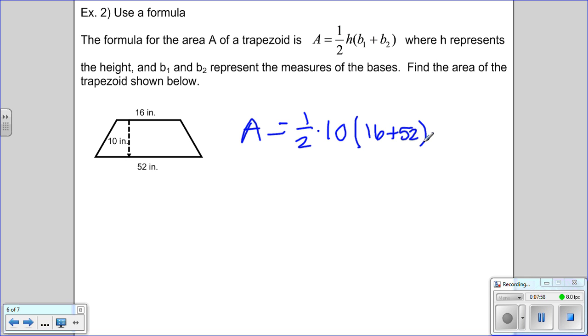The order of operations says do the parentheses first, so I'm going to simplify 16 plus 52 because those are in grouping symbols. All right, 16 plus 52. That gives me 68. And if you don't want to, you don't have to use parentheses anymore. What we're doing here is multiplying. So now I have 1/2 times 10 times 68.